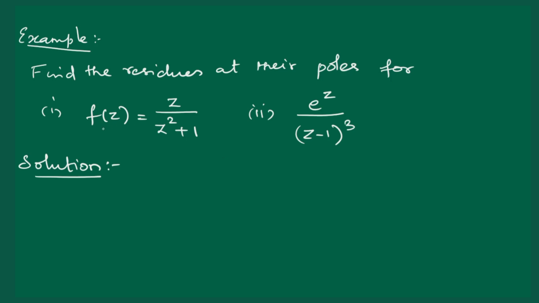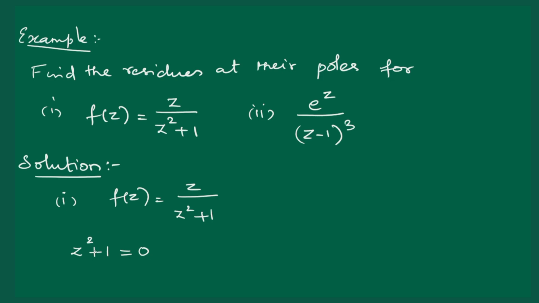Let us take the first question: f of z is equal to z by z square plus 1. Before calculating the residue, first we have to identify the poles. To identify the poles, that is the singular points, as I told you, we have to equate the denominator to 0. So the denominator is z square plus 1 equal to 0.